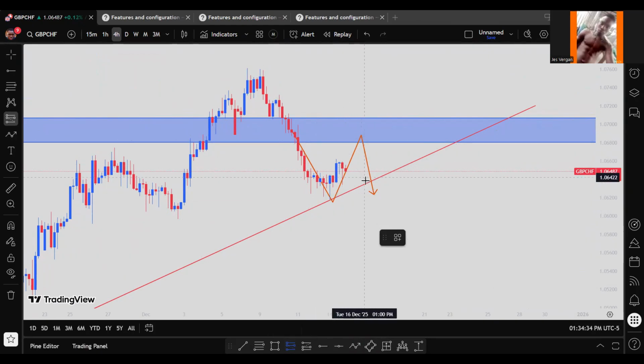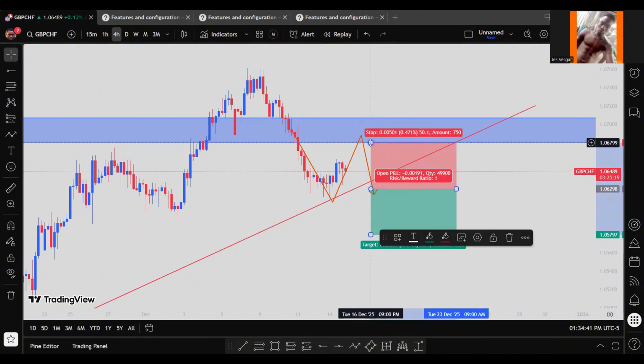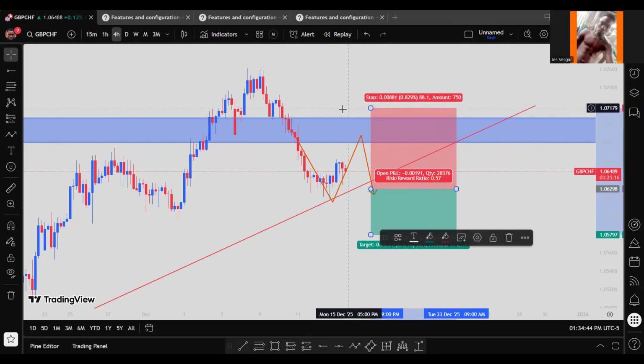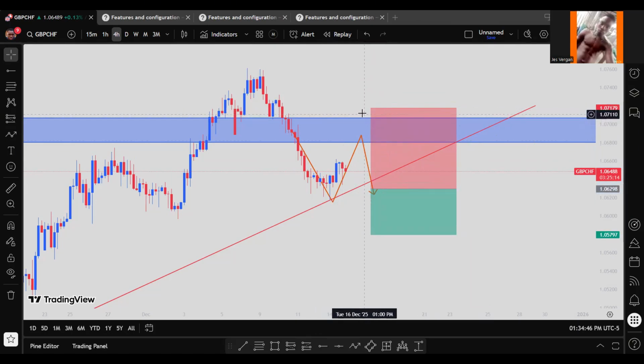So let's say price continues pushing higher to get into this key level here. After that, and after a 4-hour candlestick breaks below this counter trend, then I will go into a sell trade. And my stop loss will be above this key level.